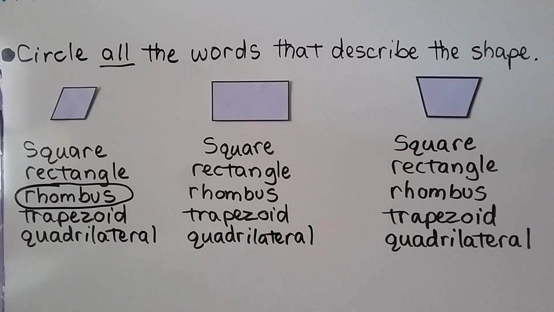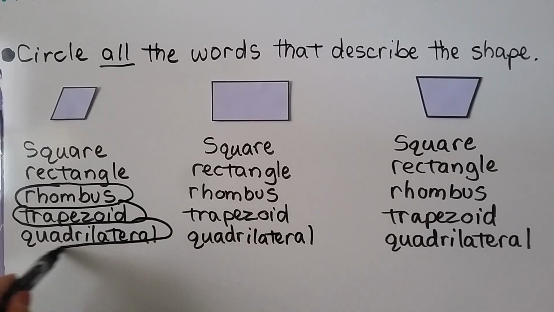Is this a trapezoid? A trapezoid has at least 1 pair of opposite sides that are parallel. It has at least 1. So yes, it is a trapezoid too. Is it a quadrilateral? Does it have 4 sides and 4 angles? I see 1, 2, 3, 4 sides, so yes, it is also a quadrilateral.